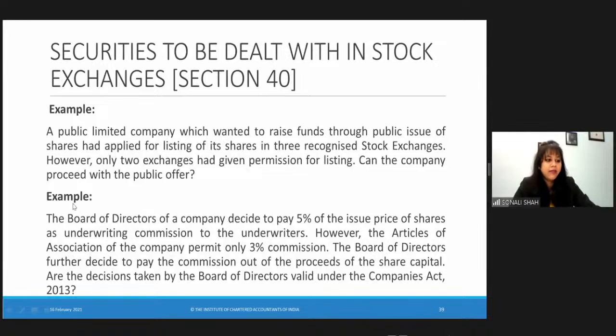The next example that has been given here is: the board of directors of a company decide to pay 5% of the issue price of shares as underwriting commission to the underwriter. However, the articles of association permit only 3%. The board of directors further decide to pay the commission out of the proceeds of the share capital. Is the decision taken by the board of directors valid? Can I have the answers here?